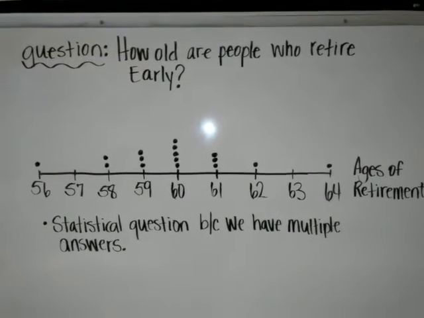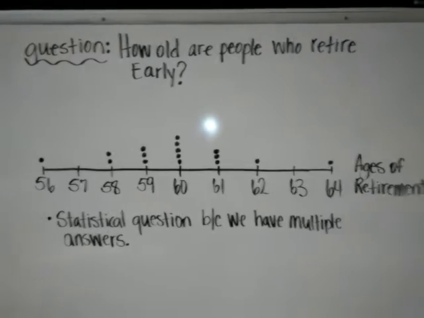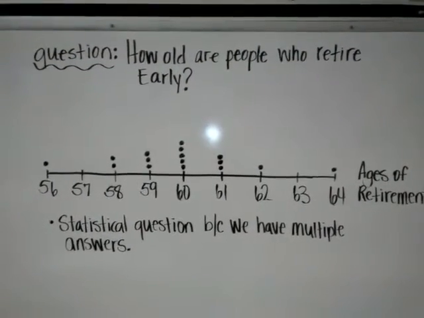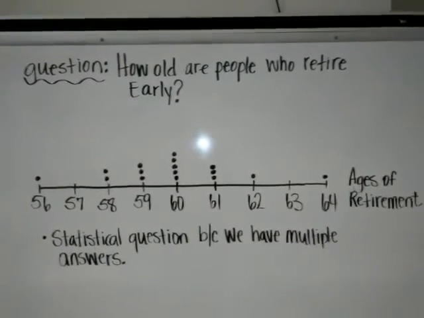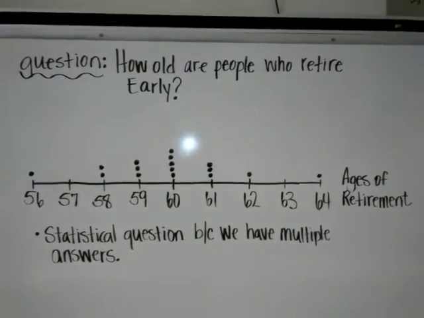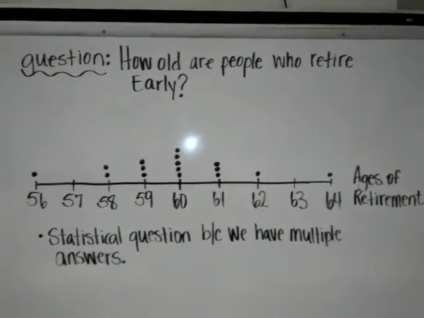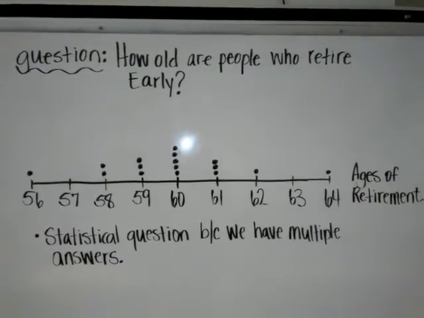Afternoon, boys and girls. I just wanted to touch base again on a dot plot, and we will be analyzing this data that I have already organized within a dot plot, within a number line. It's already been collected. I already organized it. Now we're going to analyze it and we're going to interpret it. Okay, here's an analytical question that we'll be analyzing. How old are people who retire early?